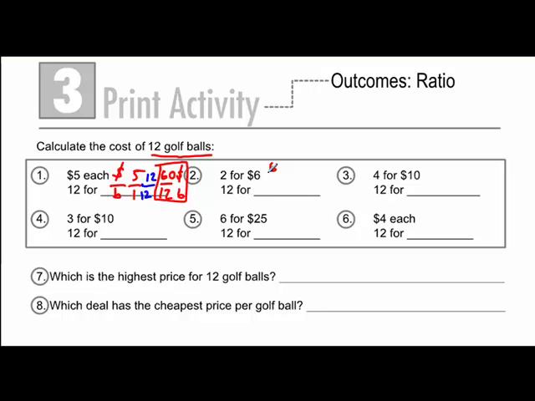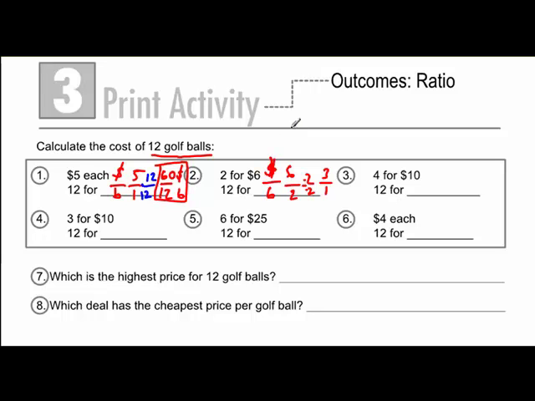So we have 6. Let's write our labeling down. $6 for how many golf balls? $6 for 2. I need to convert that into 1. How do I turn 2 into 1? I divide by 2 over 2. 6 divided by 2 equals 3. So this gives me a unit rate of 3 for 1.